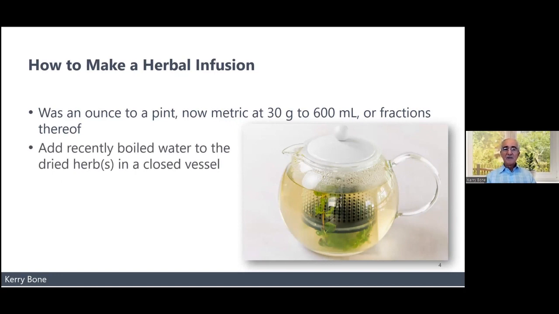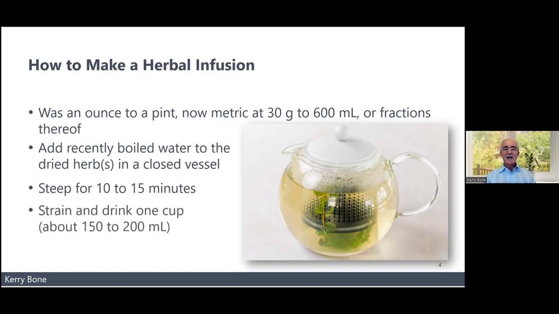So you add the recently boiled water to the dried herb or herbs in a closed vessel, as you can see in the image. You steep generally for 10 to 15 minutes, at least 10. You strain and you drink 1 cup, and if you've made 600 ml worth, you reserve the rest and drink it once or twice again during the day. So that's a classical herbal infusion.